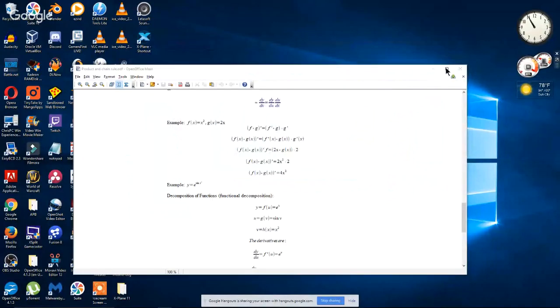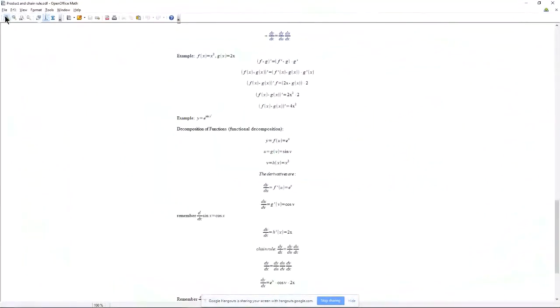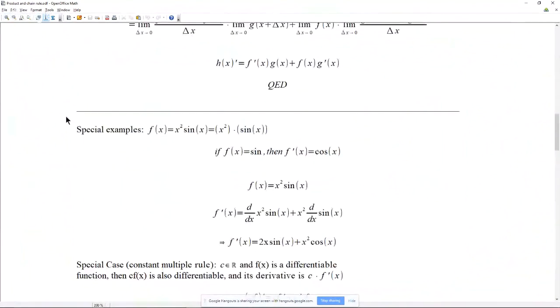Okay, can you see my screen? Let me blow this up a little bit. Zoom in. Yes, zoom in a little bit.